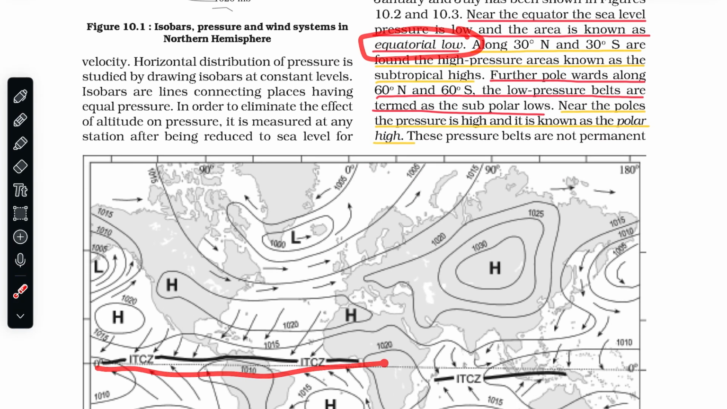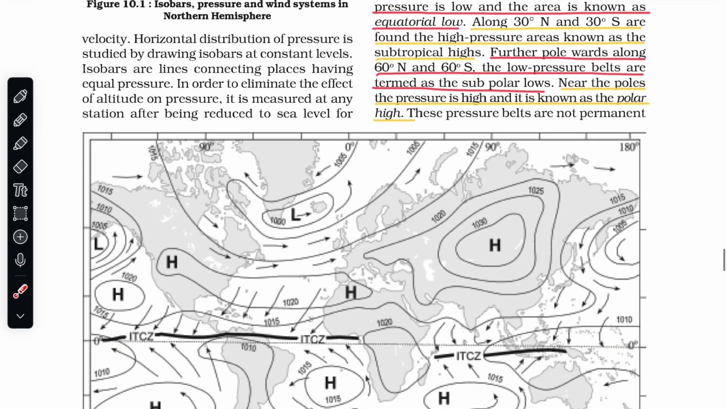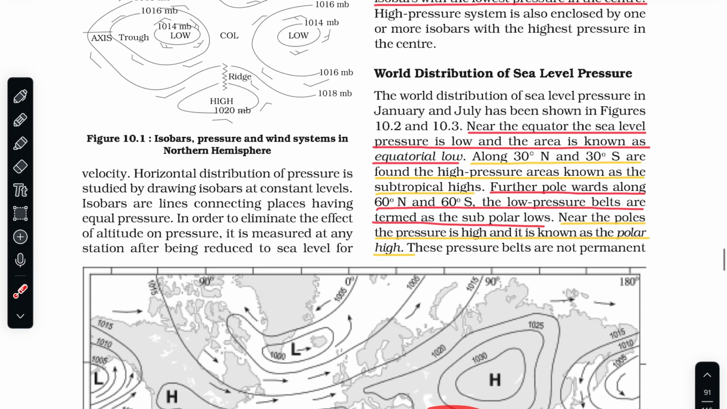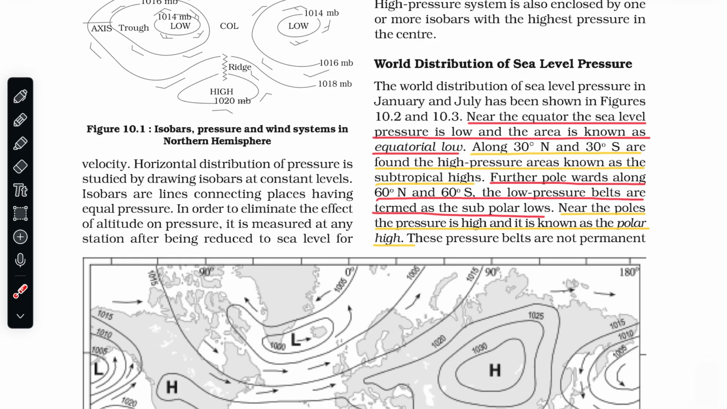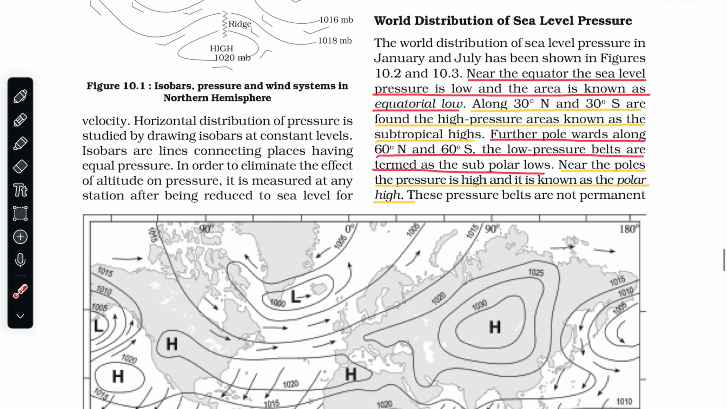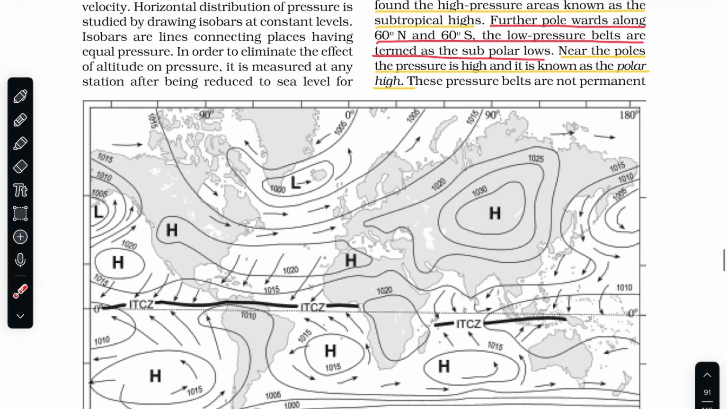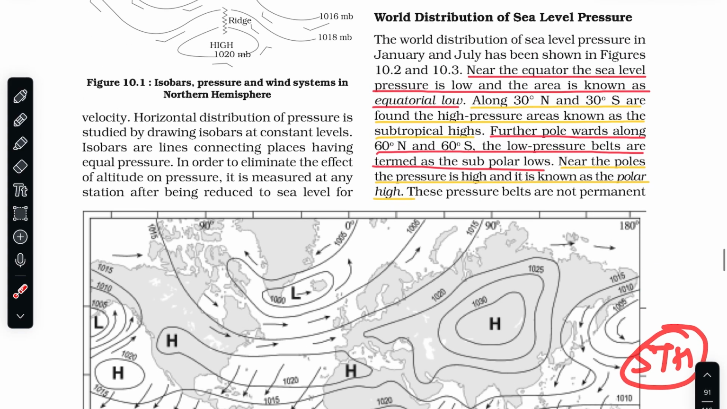So over here, the sea level pressure is low. This is why it is known as the equatorial low. And over here, the ITC, the intertropical convergence zone, appears. Along 30° north and 30° south are found the high pressure areas known as the subtropical highs, or the subtropical high pressure belts.